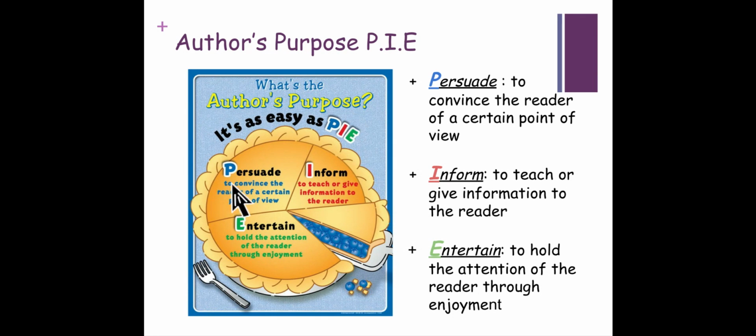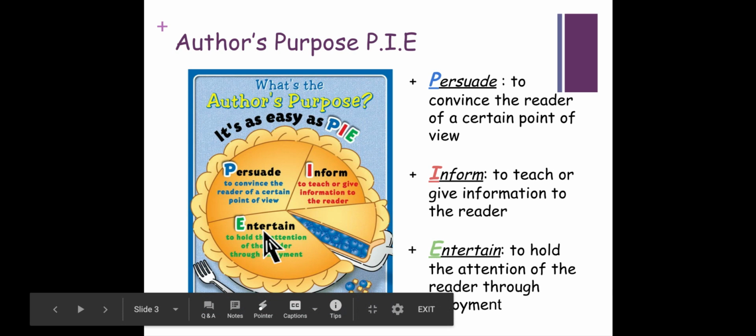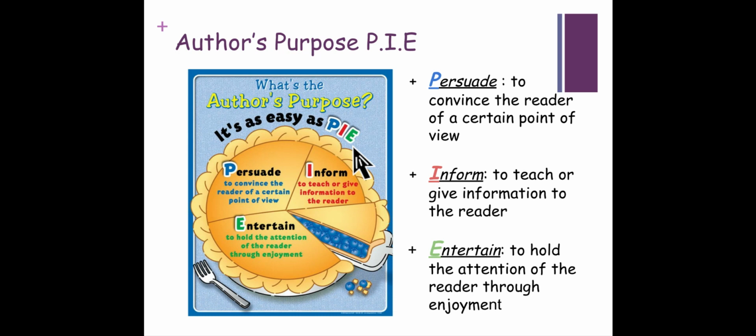So the P in P.I.E would be to persuade, to convince the reader of a certain point of view. The I would be to inform, to teach or give information to the reader, and the E in P.I.E would be to entertain, to hold the attention of the reader through enjoyment. And P.I.E, this will help you to remember author's purpose. When we see something like this, we call it a mnemonic device. So P.I.E will help us remember persuade, inform, and entertain.